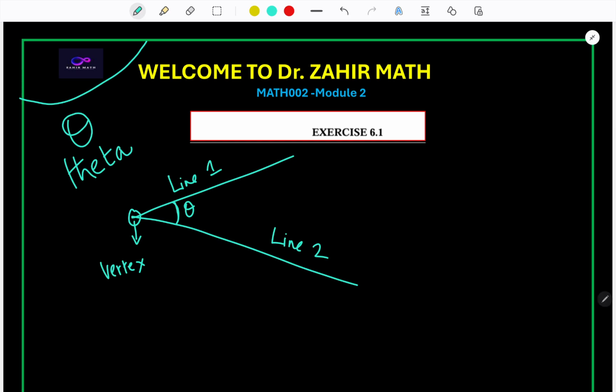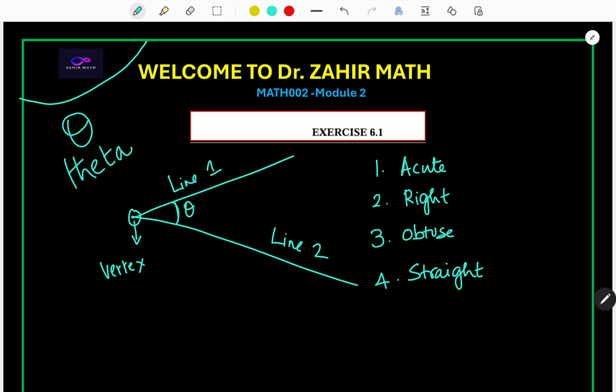So now let's look at different types of angles. The first one, acute angle. The second one, right angle. The third one, obtuse angle. And the fourth one, straight angle. So these are the angles we are going to study.